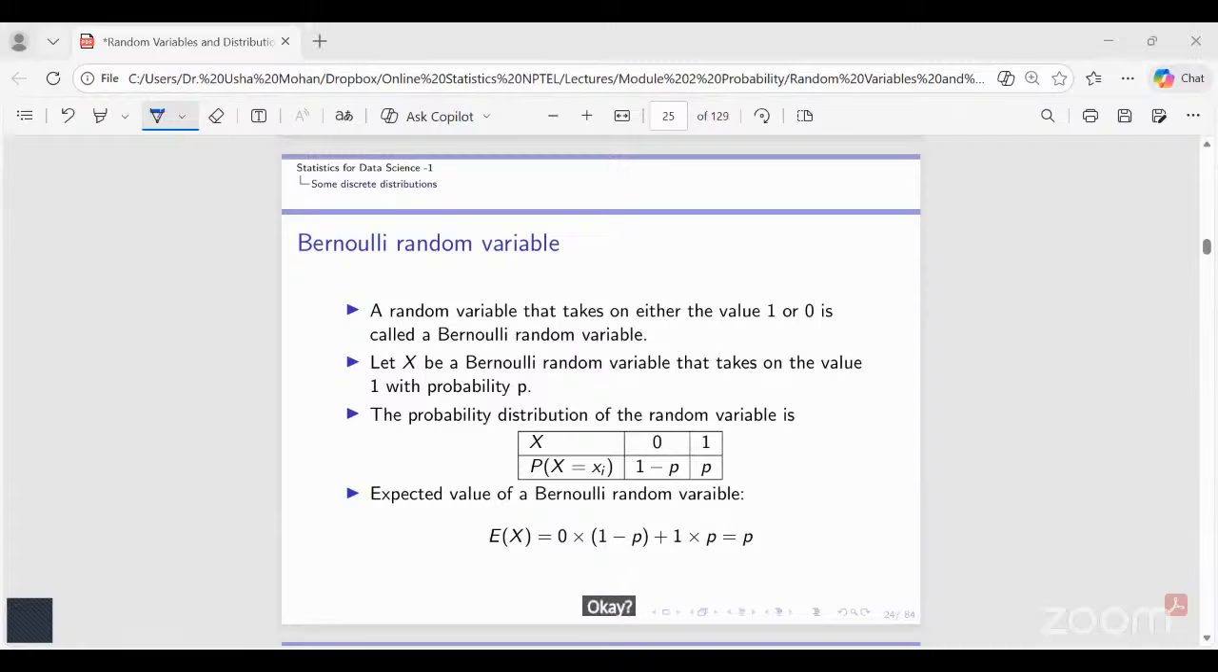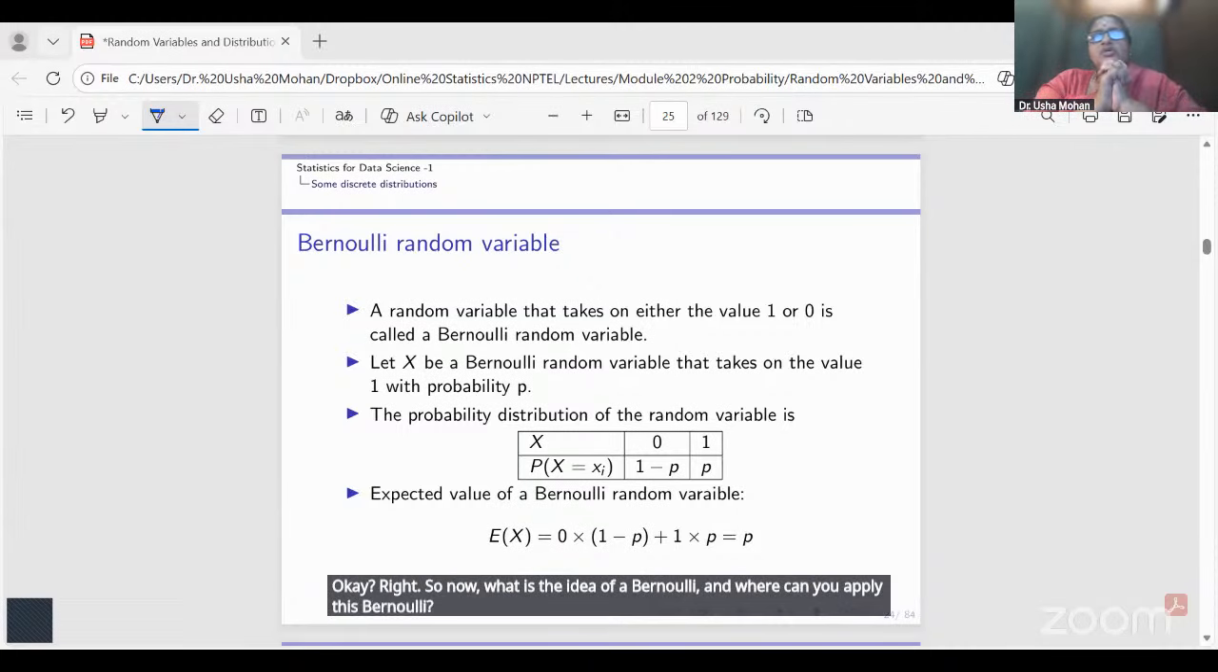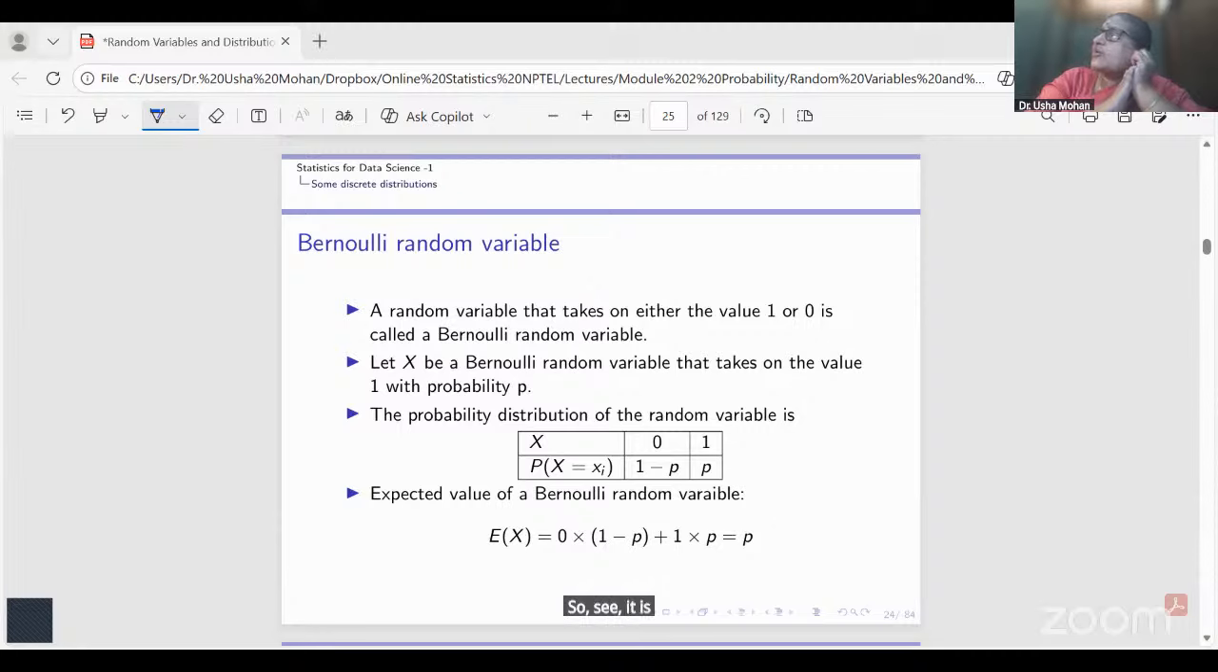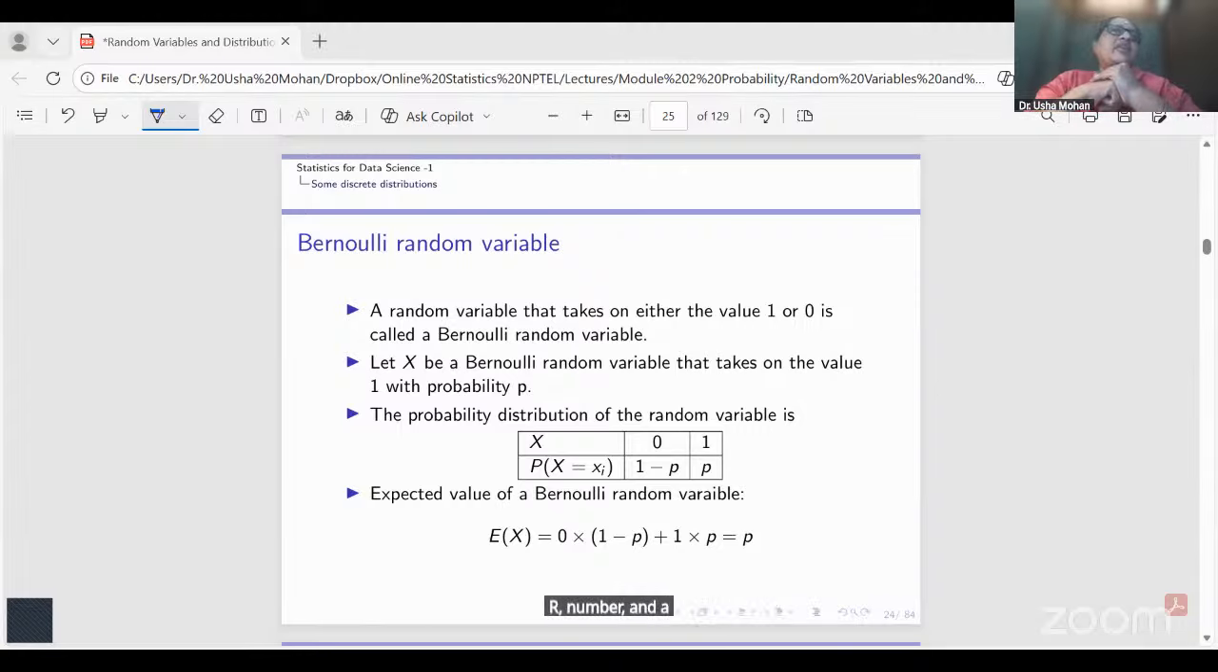Right. So now what is the idea of a Bernoulli and where can you apply this Bernoulli? See, it is not necessary that always my outcome should be only two. For example, if I roll a die and I define an event to be a success if I get an odd number and a failure if I get an even number, then what is the event of getting my odd number?